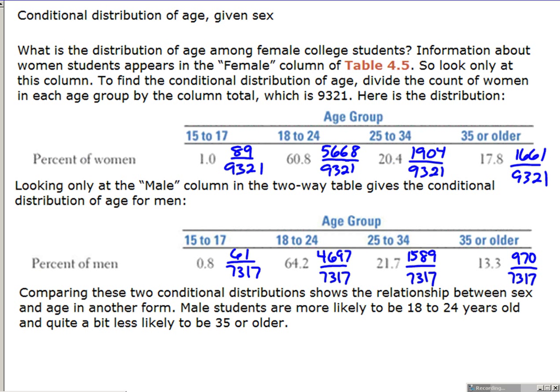Comparing these two conditional distributions shows the relationship between sex and age in another form. Male students are more likely to be 18 to 24 years old and quite a bit less likely to be 35 or older than the female group.